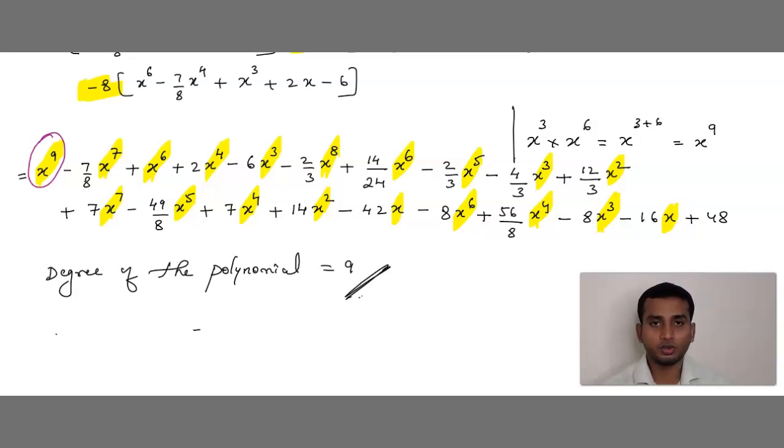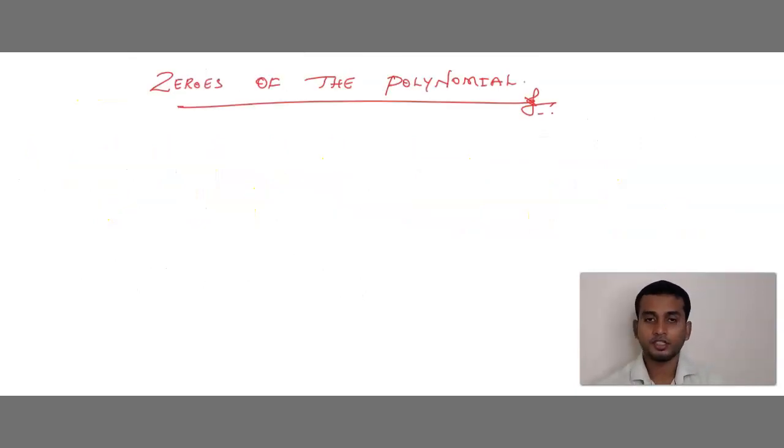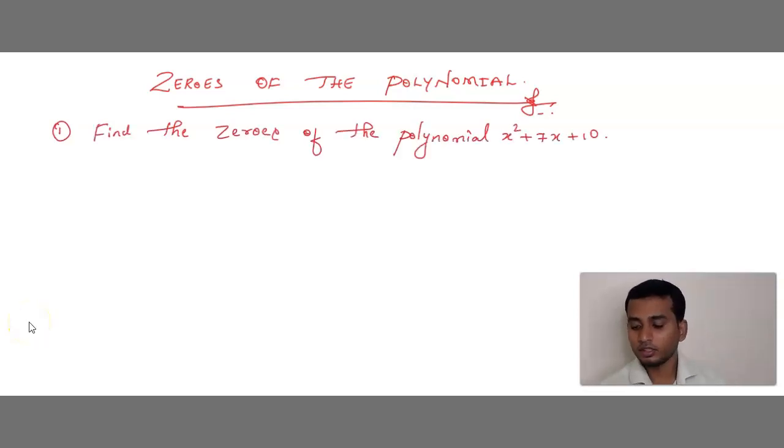Did you understand, children, how to solve this problem? Good. Now today let me begin with a new concept. Children, now we are solving the topic zeros of the polynomial. Let's begin with the first problem. The question can be asked like this: find the zeros of the polynomial x square plus 7x plus 10. So this will be the question.